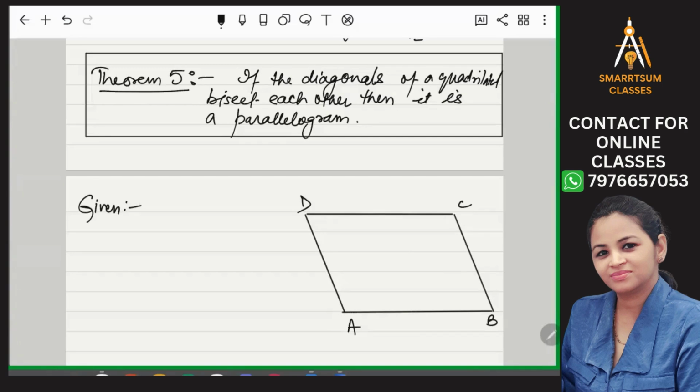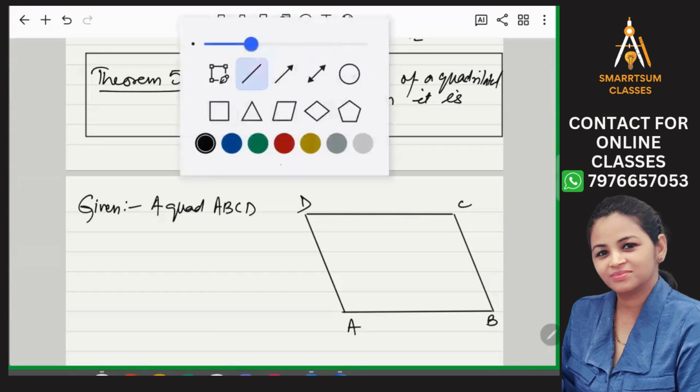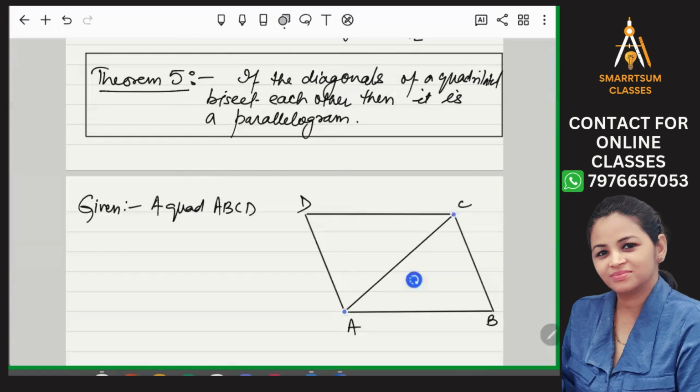Given is a quadrilateral ABCD, as you can see in the figure. And let's draw the two diagonals. This is the diagonal AC and this is the other one. So quadrilateral ABCD is given, and AC and BD, these are the two diagonals, which intersect, suppose, at a point O. So AC and BD intersect at O.